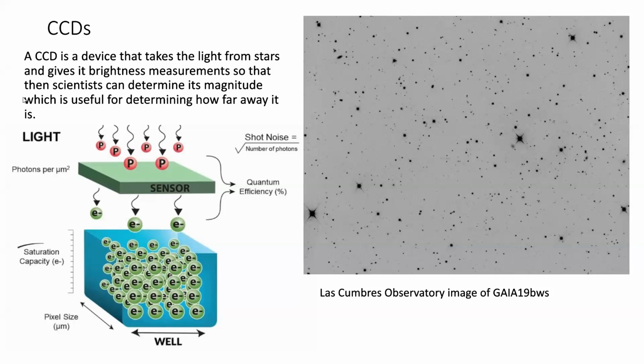A CCD is a device that takes the light from stars and gives it brightness measurements so that scientists can determine its magnitude, which is useful for determining how far away it is. So this right here is Gaia 19 BWS taken from the Las Cumbres Observatory, which was taken with a CCD. And another diagram right here shows how it works: the photons hit the sensor and then it turns those photons into electrons to make them take a picture.